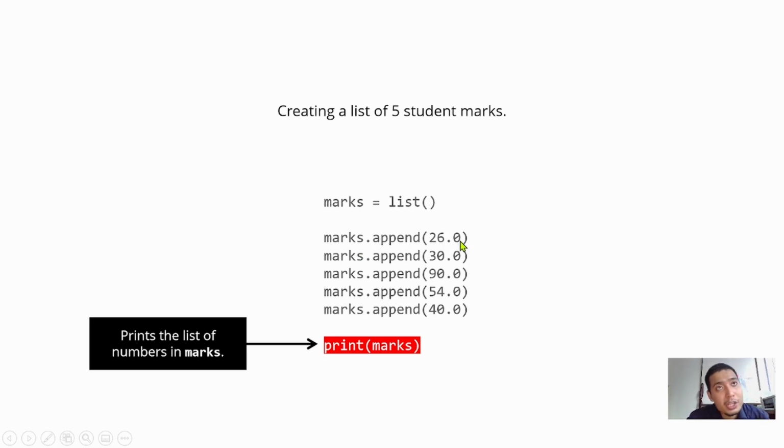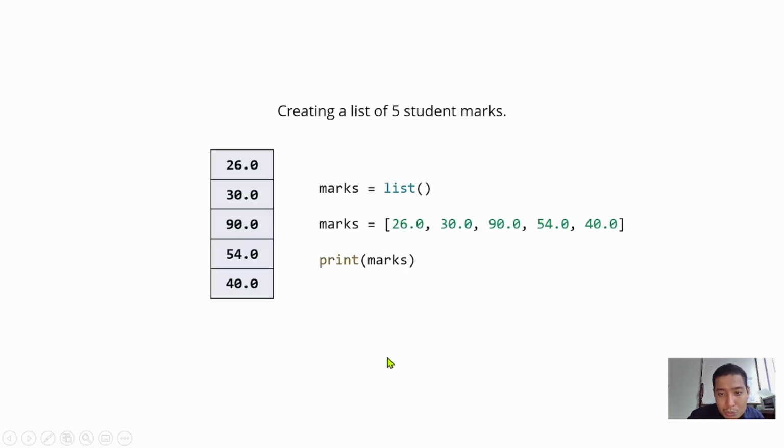It depends on your situation and your needs. Sometimes you need to use the append. Sometimes you need to create your list instantly, or on the go, using a single line. So for example, here we have the inline creation of your marks. The reason why I call it inline is because it is in a single line. So here you have 26, 30, 90, 54, 40. So you can also declare your list like this.